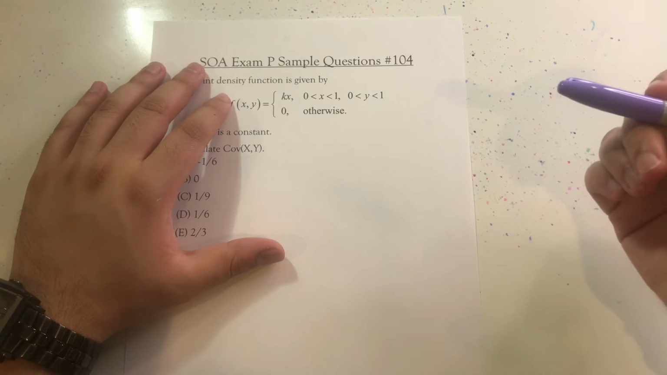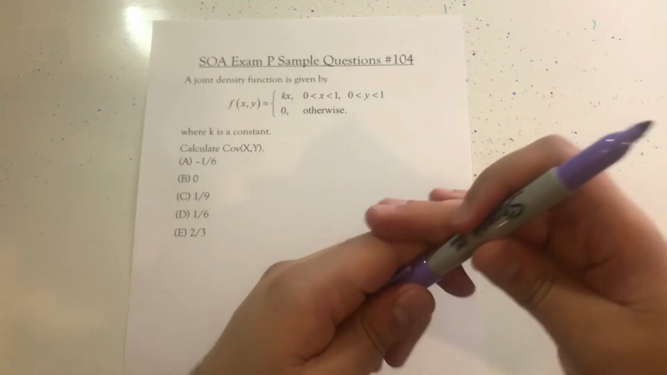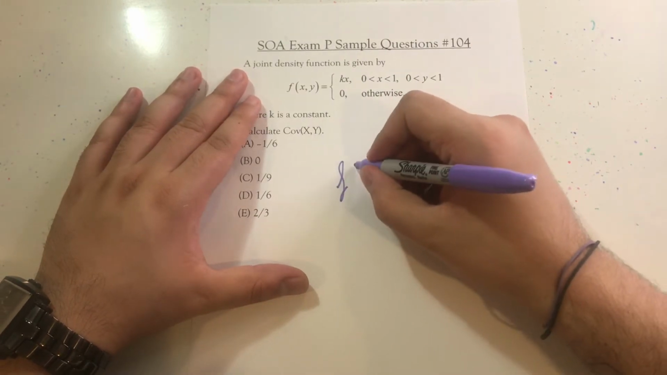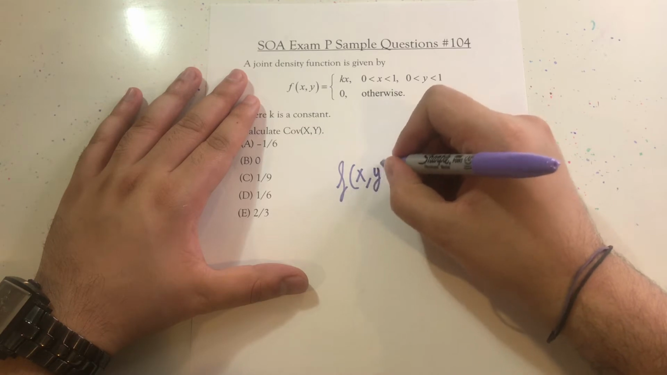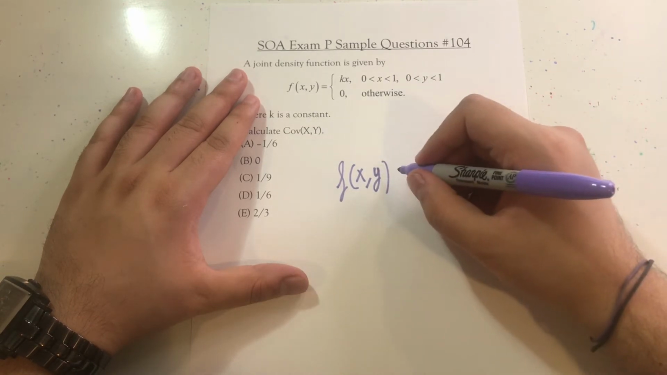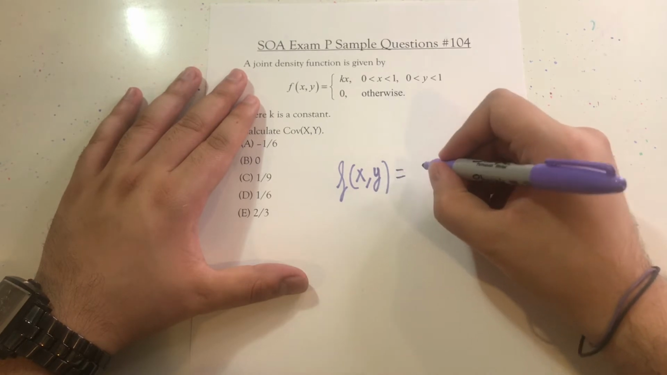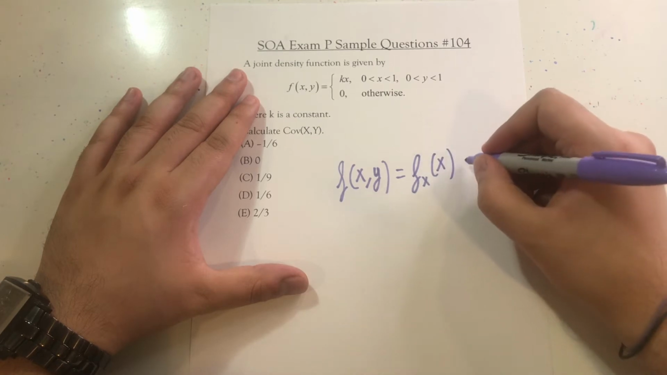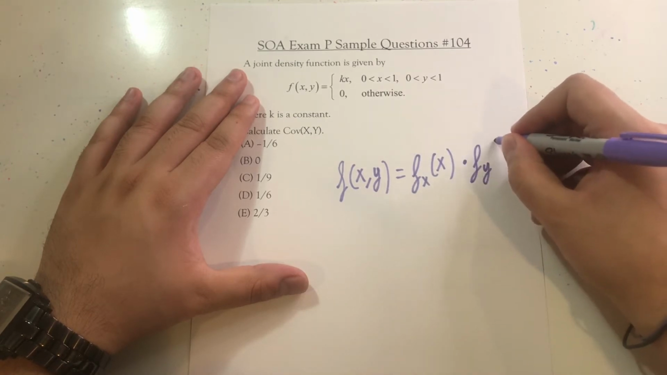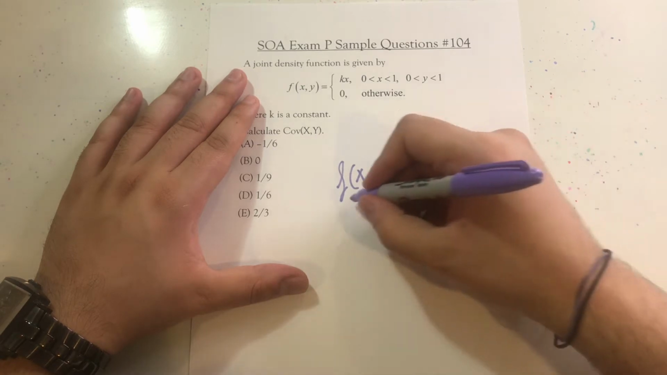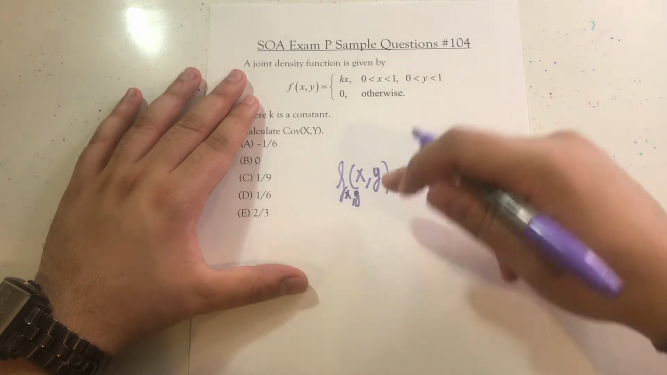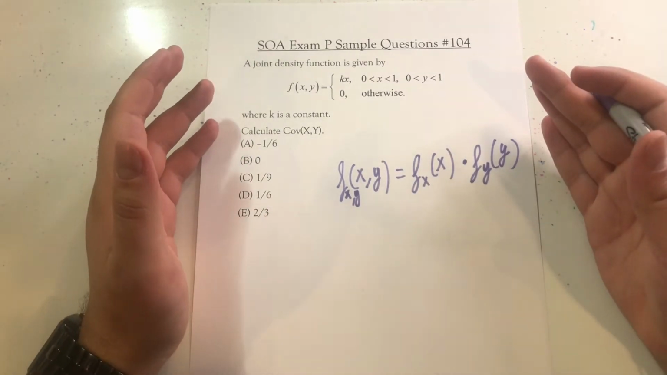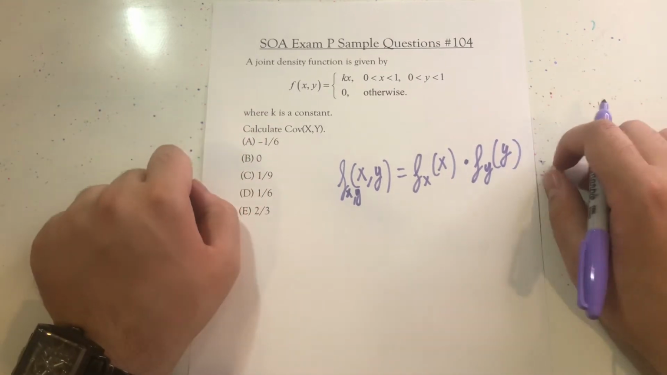All right. One property you should be familiar with is that if the density function f of x comma y can be written as a product of a function of x alone and a function of y alone, then x and y are independent. This implies independence. And if two random variables are independent, the covariance would be 0.